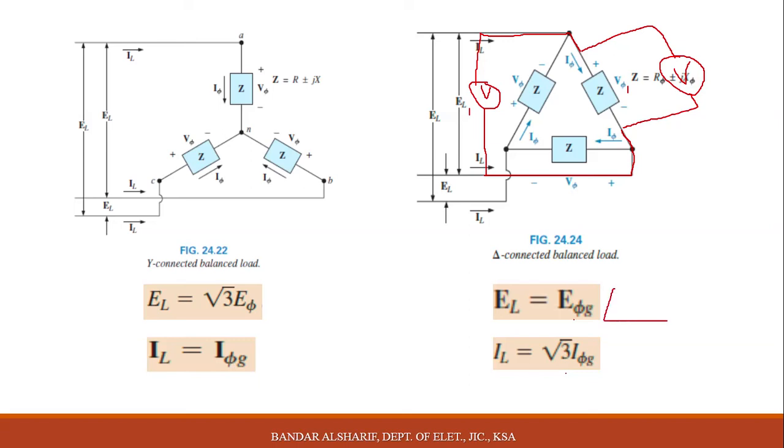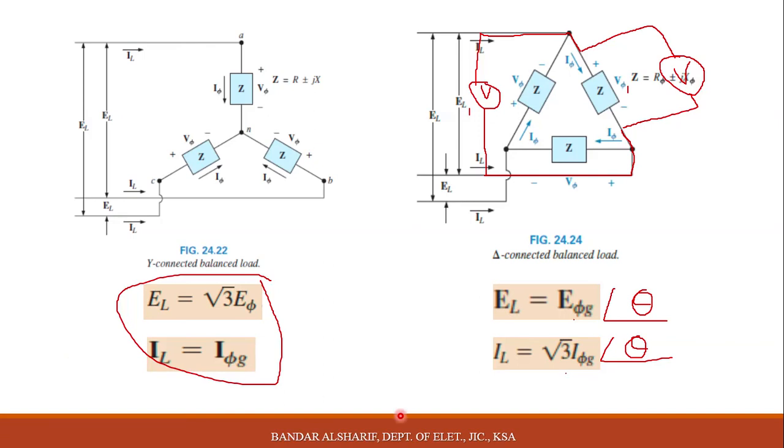Later we'll discuss in detail what the angle is here, and what will be the angle for the current. We talked about Y connection in the last lecture, and how to distinguish between the line voltage and the phase voltage. If you remember, between each phase and phase there is 120 degrees, and between each line and phase value there is 30 degrees. But for the current, since they are equal, they are equal in both magnitude and angle.